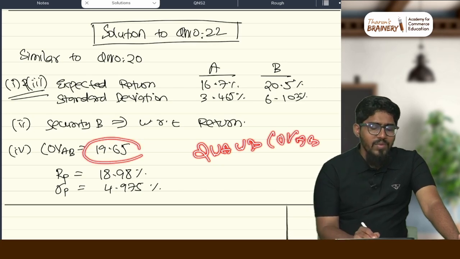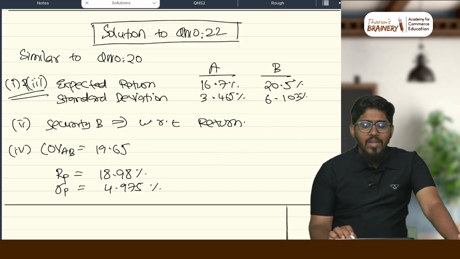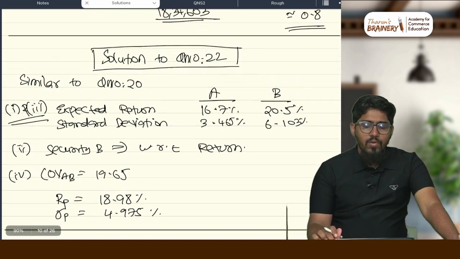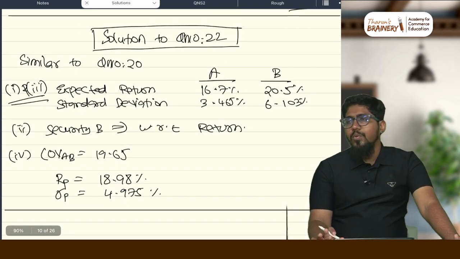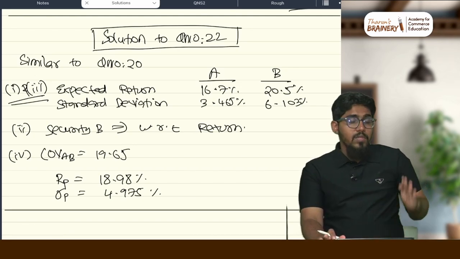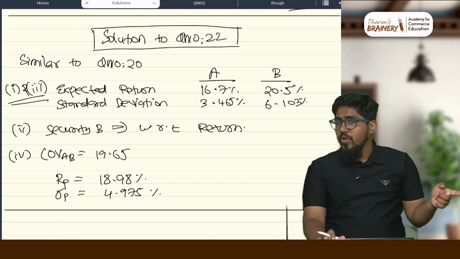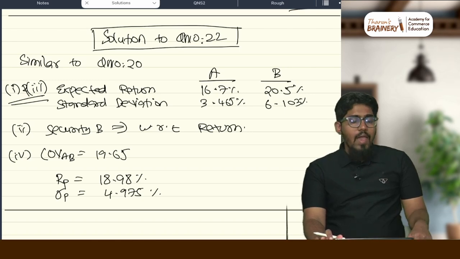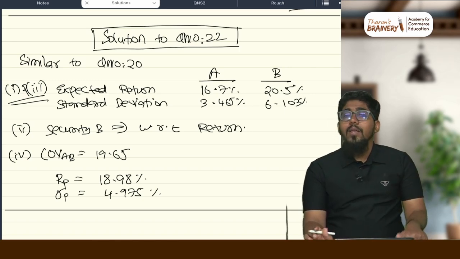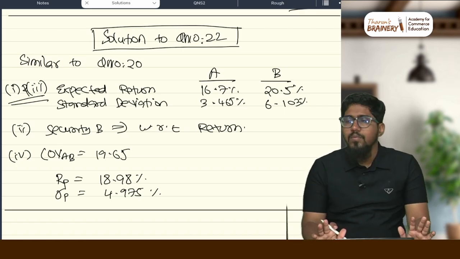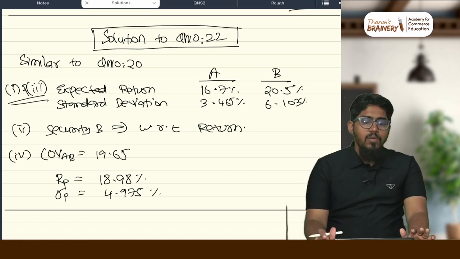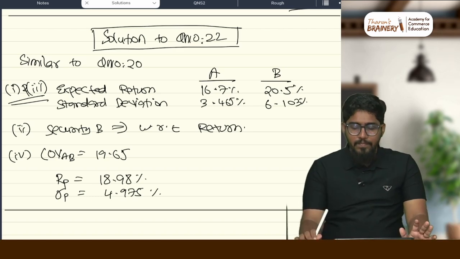Your covariance of AB is 19.65. Weight A and weight B you know. So with that you have to find the risk of the portfolio. This is question number 22. Pause the video and solve this. Online students, pause the video and solve this question. Very important, your hand should know how to solve these problems. Question number 22 is similar to question number 20, so I am not repeating it again.